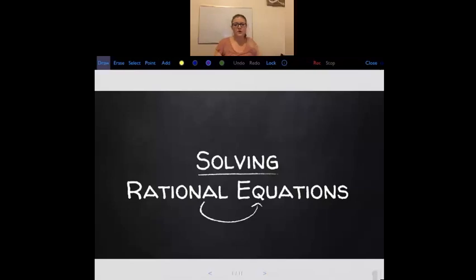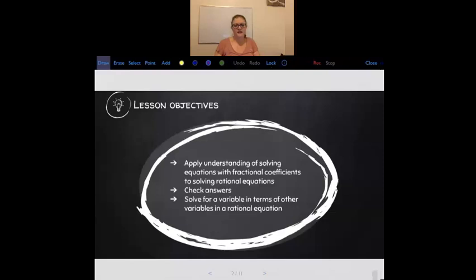In this lesson, we'll go over solving rational equations. We'll apply our understanding of solving equations with fractional coefficients to solving rational equations. We'll learn to check our answers, and then we'll also solve for a variable in terms of other variables when we're given a rational equation.